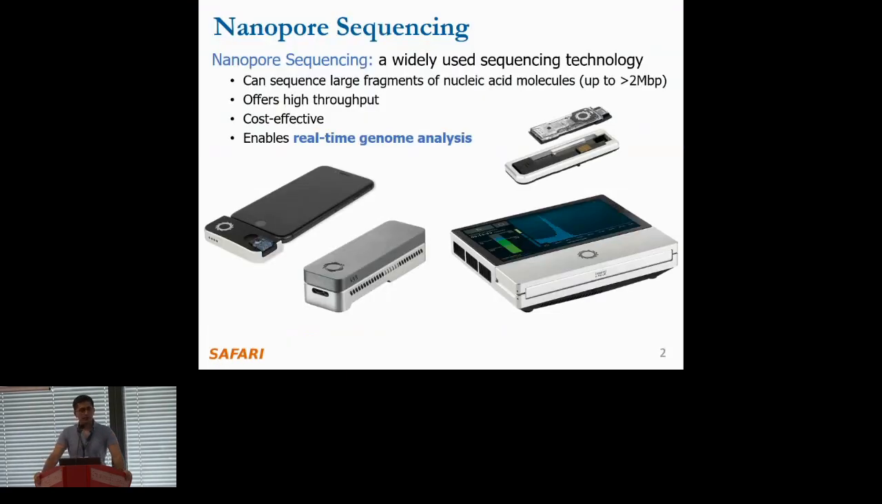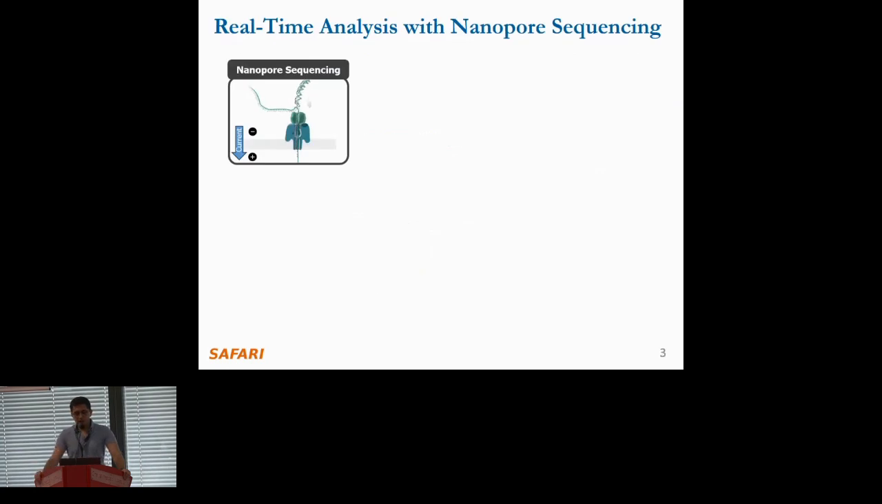Nanopore sequencing is a widely used sequencing technology. It can sequence large fragments of nucleic acid molecules up to more than 2 million bases. It offers high throughput, it is relatively cost-effective, and it also enables real-time genome analysis, which is the main focus of our work. Let's look at how real-time genome analysis with nanopore sequencing works.